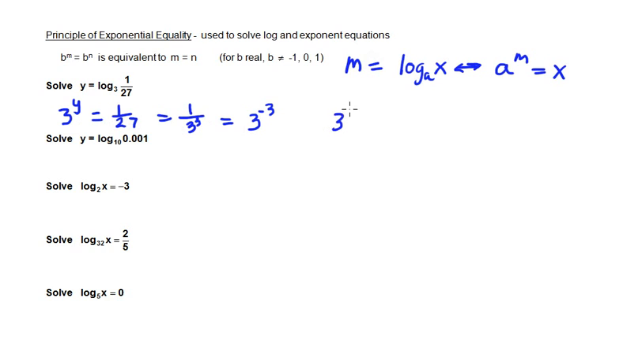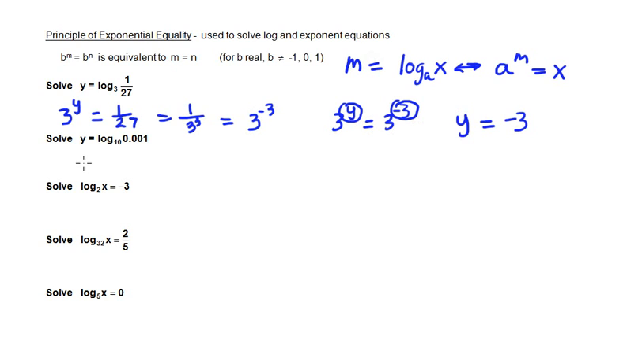We see now that these two bases are alike. We have 3 to the y is equal to 3 raised to the -3 power. Because the bases are the same now, we can just set the exponents equal to each other, and we have the equation that y is equal to -3. So we have solved this equation by, first, using the conversion between log form and exponent form, and then secondly, applying the principle that if bases are the same, the exponents can be set equal to each other.